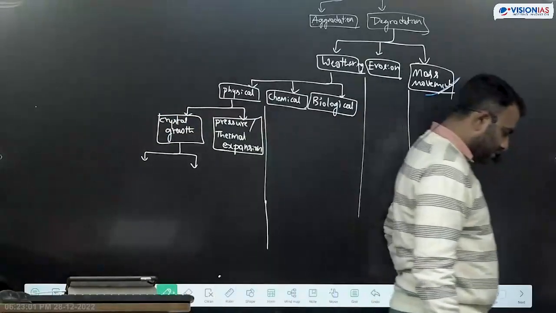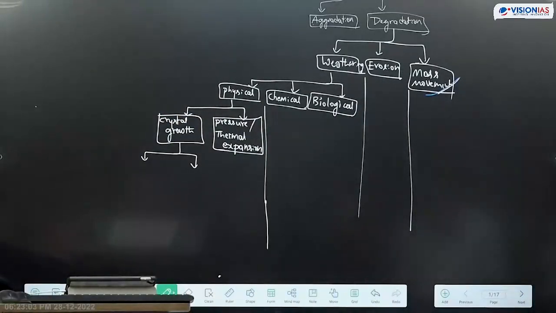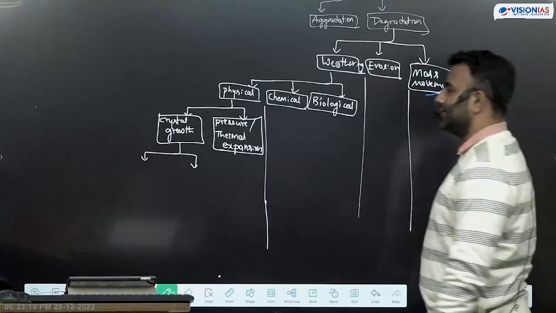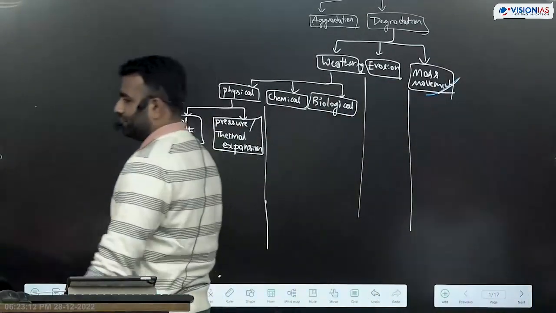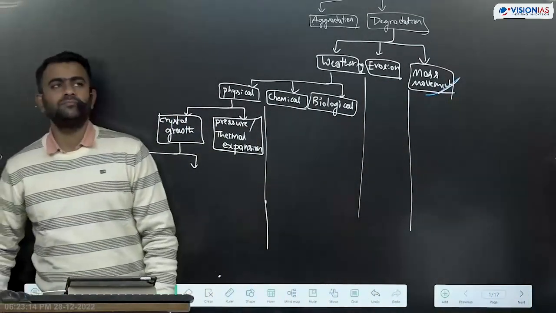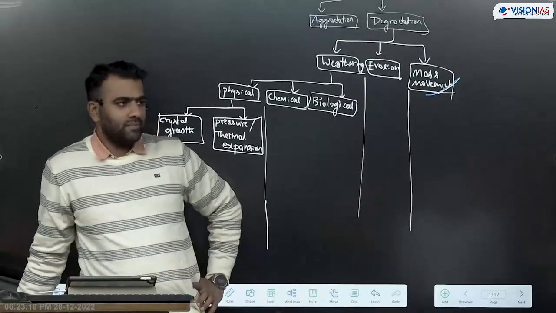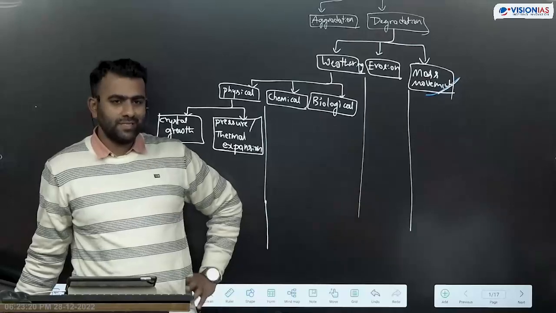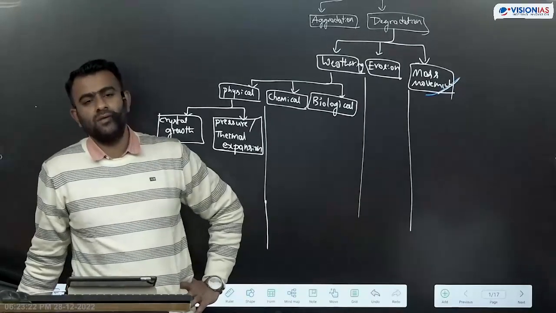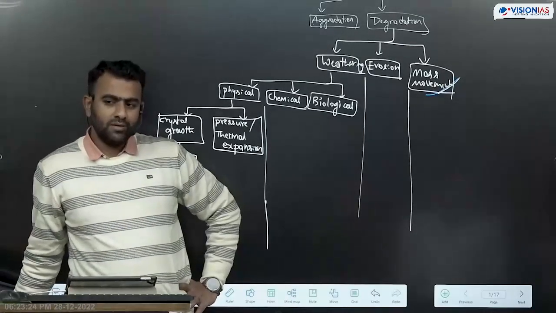So wherever there is physical weathering, where is it more active? Along desert regions. It is in desert regions that physical weathering is more active. So in desert regions, two important physical stress creating factors are there. One is water, another one is salt.